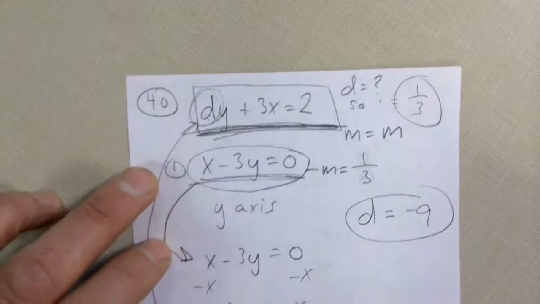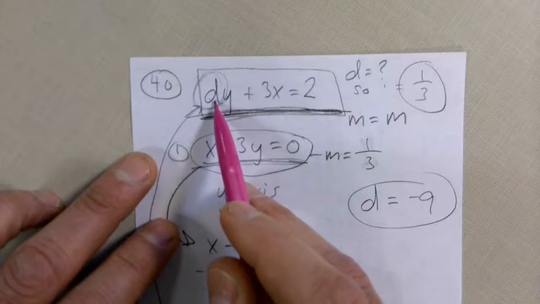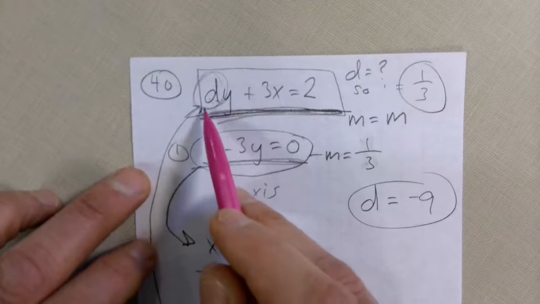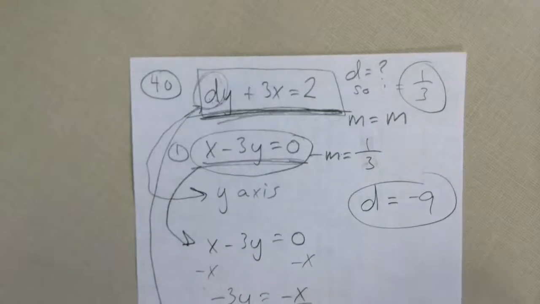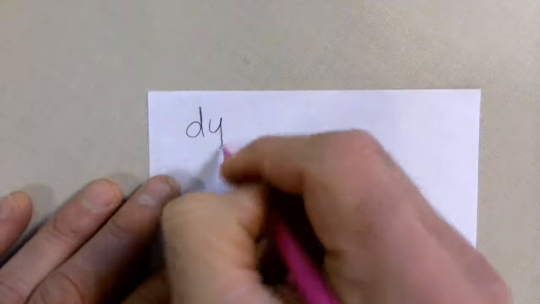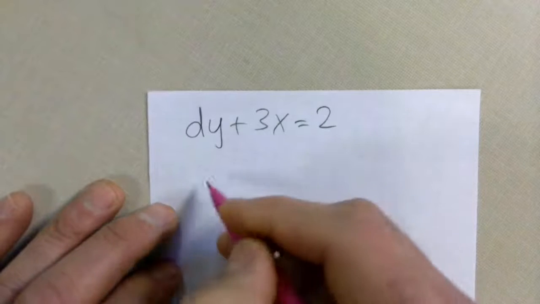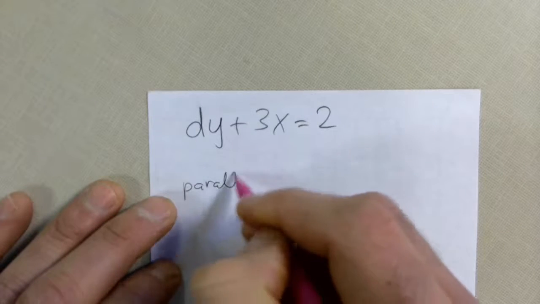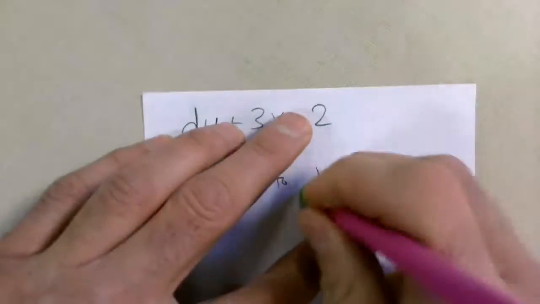Then there was a second part to the question. It said, what d could you plug in here to make it so that it's parallel to the y-axis? Let me get a fresh piece of paper for that. This one's all full up. Okay, so I've got dy plus 3x equals 2, and I need it to be parallel to the y-axis.